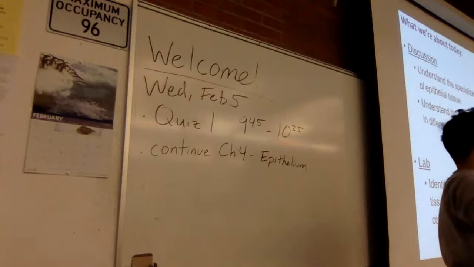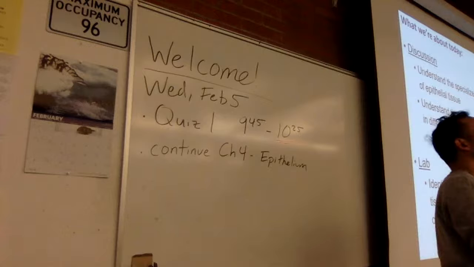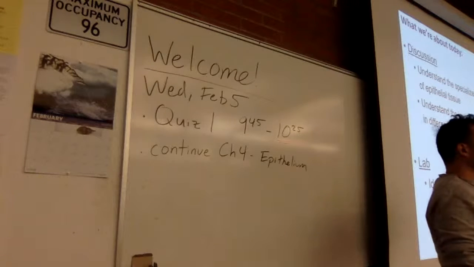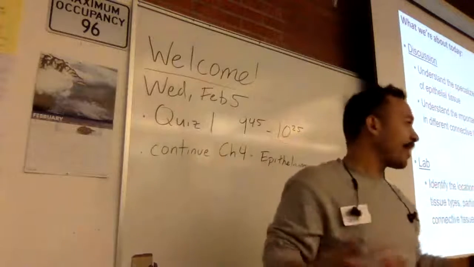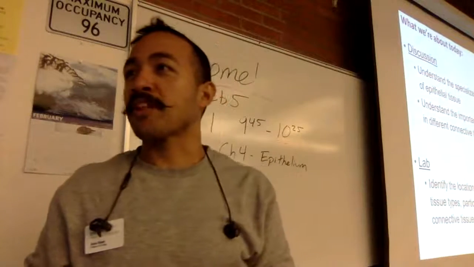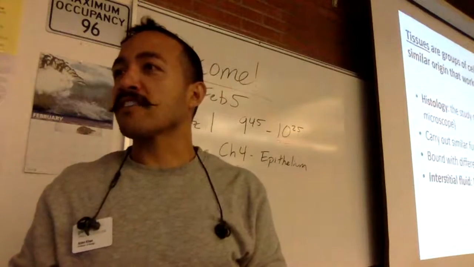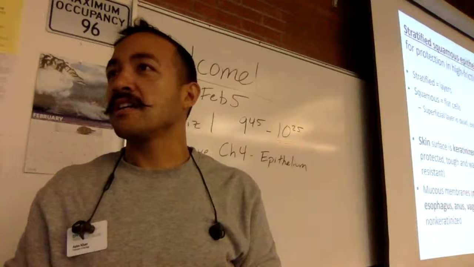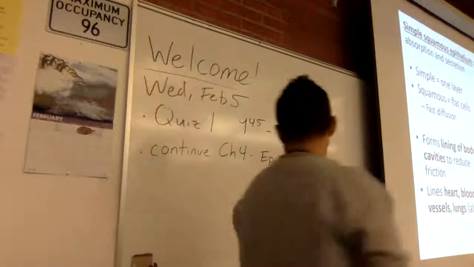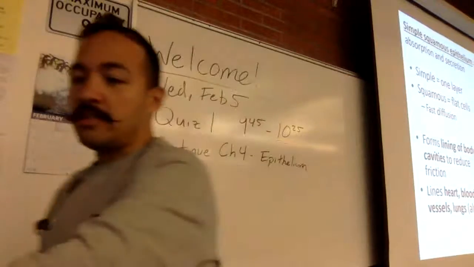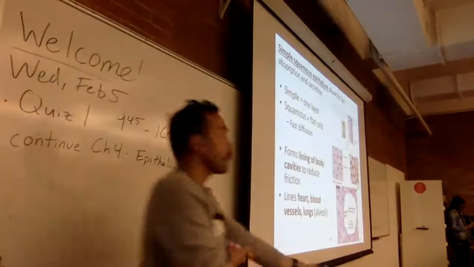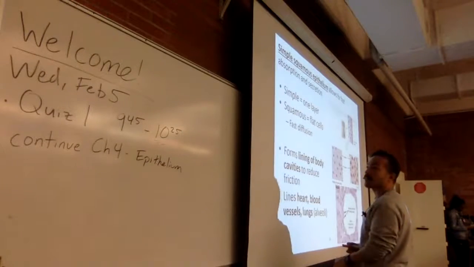Who can tell me another one? Cuboidal, and so what's that describing? Shape. All right, so layers and shape. Those are the general ways in which we describe types of epithelium. So we left off on slide 16. We'll go over all the different types of epithelium.